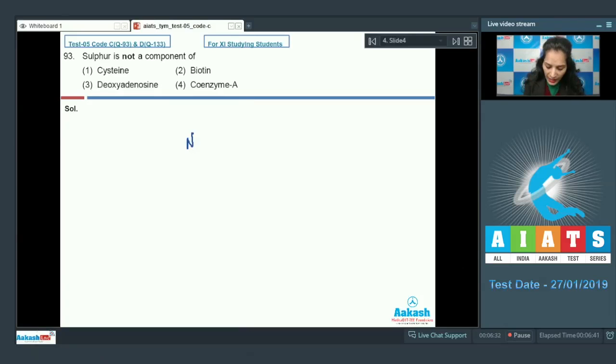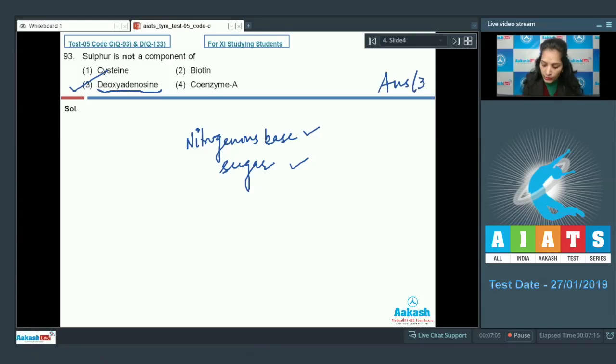A nucleoside has a nitrogenous base and the sugar molecule. Even this nucleoside does not contain a phosphate group. So this deoxyadenosine is a nucleoside which contains a nitrogenous base and a sugar, not the sulfur or the phosphate. So deoxyadenosine does not contain sulfur. So the correct option for the given question is option number 3. Let's move on to the next question.